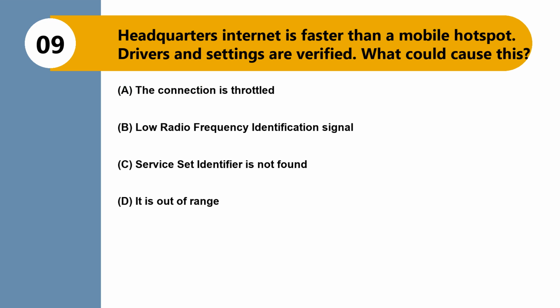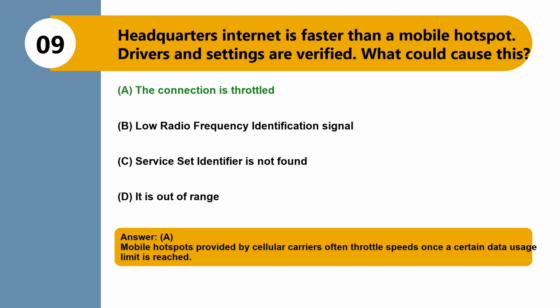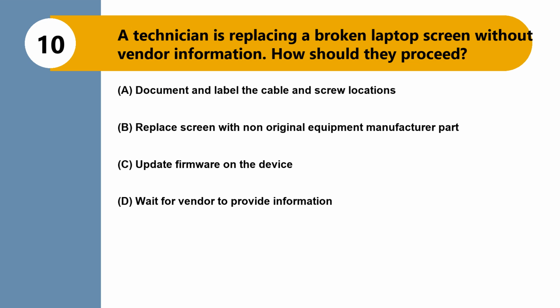Question 9. Headquarters internet is faster than a mobile hotspot. Drivers and settings are verified. What could cause this? Option A. The connection is throttled. Option B. Low radio frequency identification signal. Option C. Service set identifier is not found. Option D. It is out of range. The correct answer is option A. The connection is throttled. Mobile hotspots provided by cellular carriers often throttle speeds once a certain data usage limit is reached.